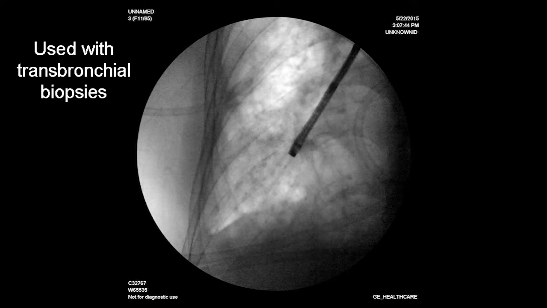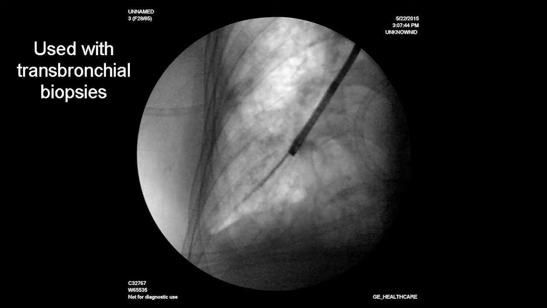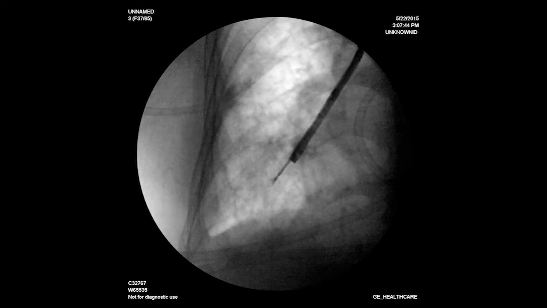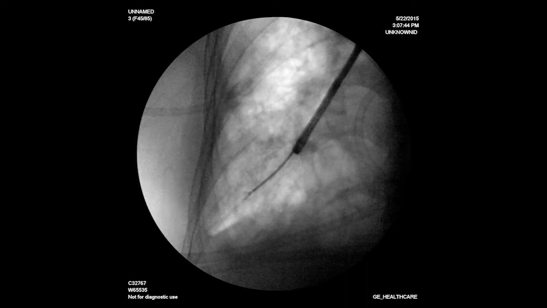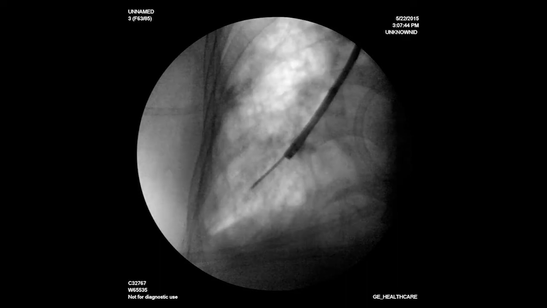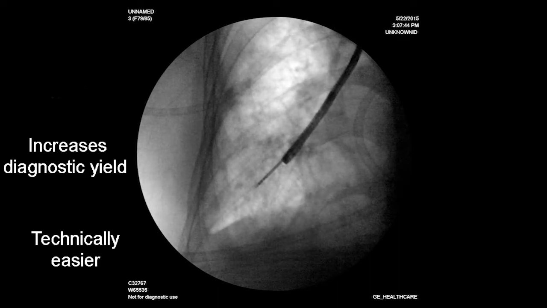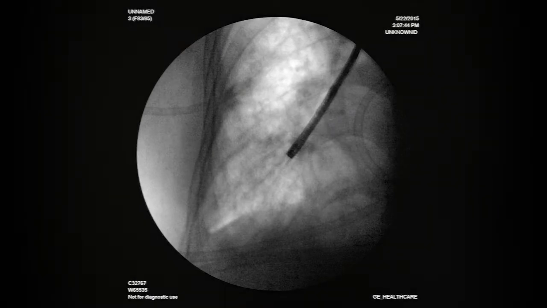Fluoroscopy is often used with bronchoscopy during transbronchial biopsies. There is no clear evidence that fluoroscopy decreases the risk of pneumothorax, and some providers never use it. However, it has been shown to improve diagnostic yield for masses and can make transbronchial biopsies technically easier.